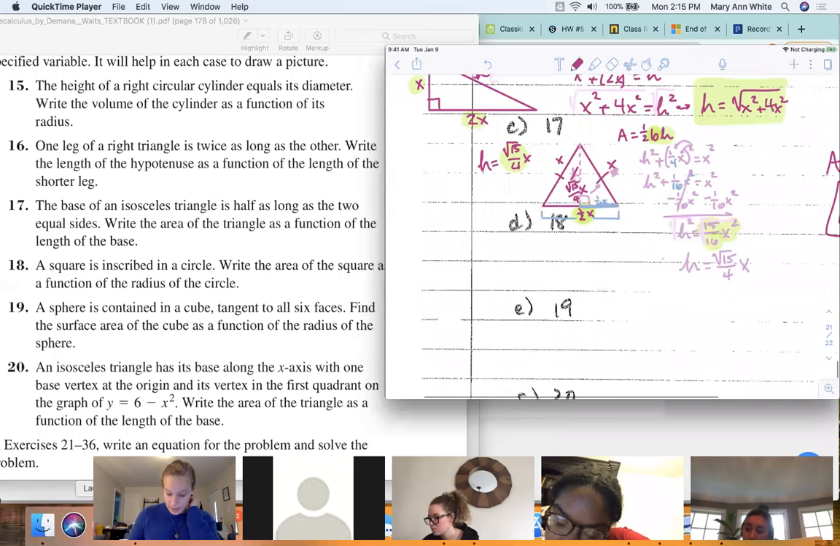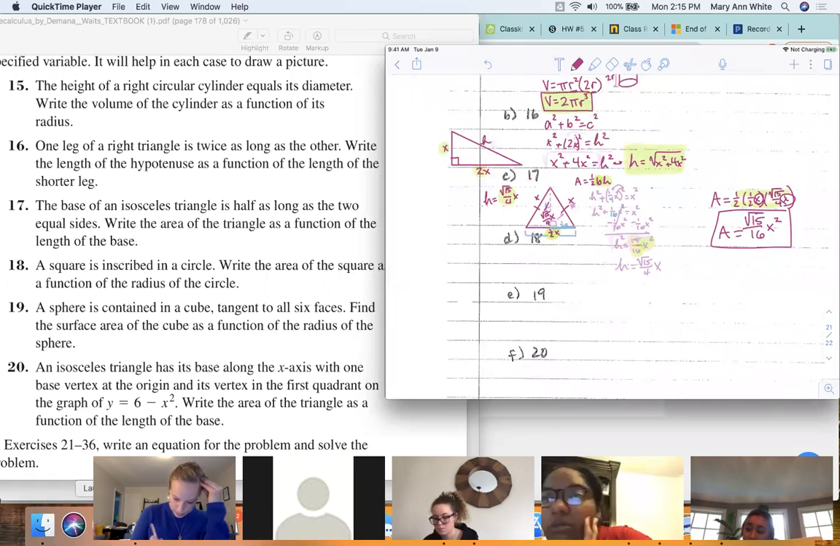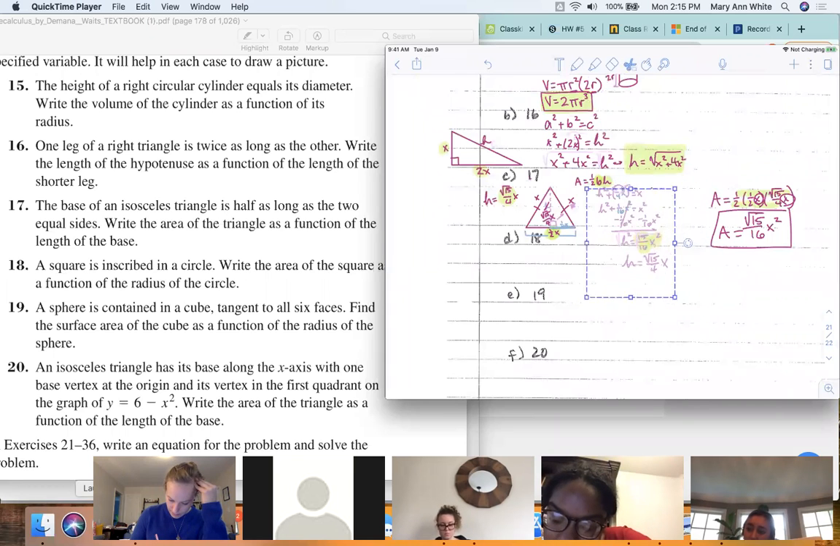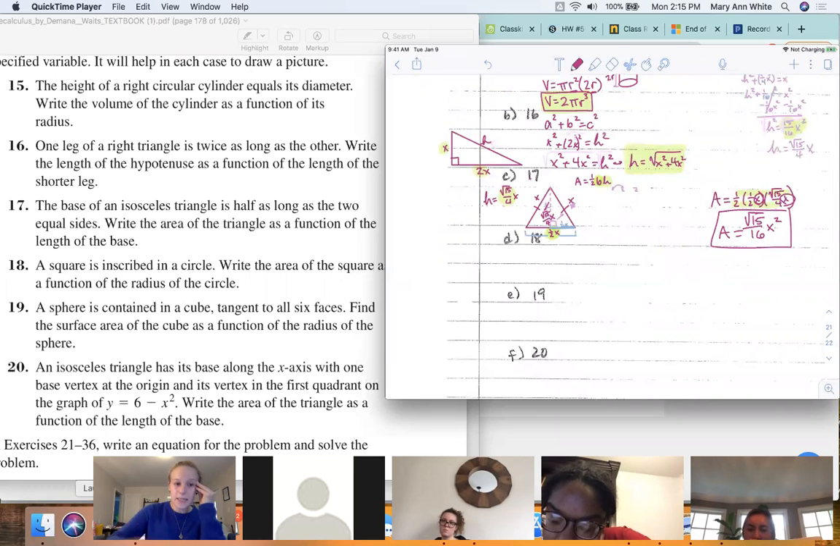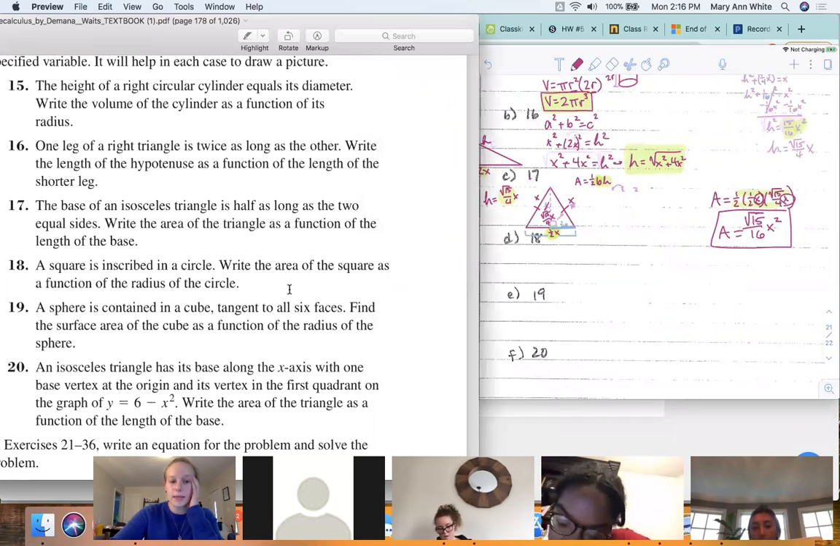The last one we're going to do is number 18. Also, sorry I'm messy with my work. Hopefully you could keep yours a little bit more organized. I'm going to scoop this up. Actually, no, I'm not. Whatever, it doesn't matter. I'll erase it later. Number 18 says a square is inscribed in a circle. Write the area of a square as a function of the radius of the circle.